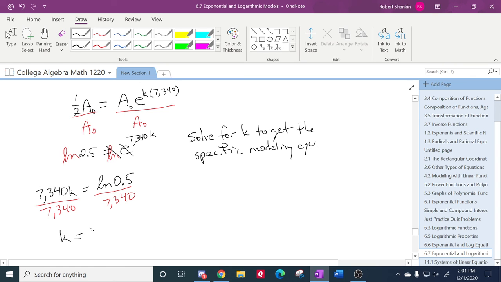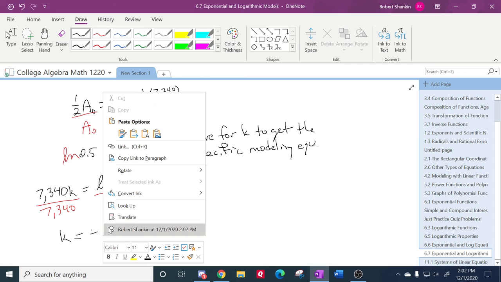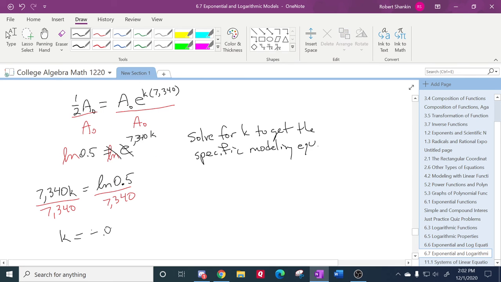Let me punch it out on the calculator. ln 0.5 divided by 7,340 is negative 0.0000944 and so on, like this.